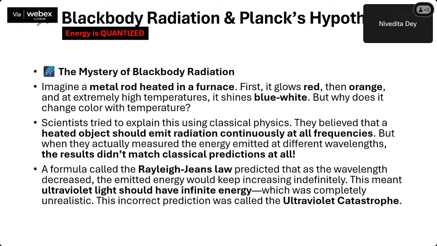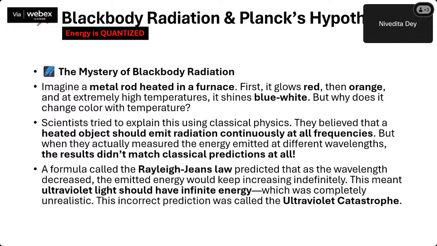So the black body radiation and Planck's hypothesis actually say that energy is quantized. The same theory. Energy is in the form of discrete packets. We have seen E equals h nu. For this, let us understand through a story. Imagine we have a metal rod heated in a furnace. First it will glow red, then it will have some other color. At extremely high temperature, it will shine as another color. But why does this color change happen with temperature?